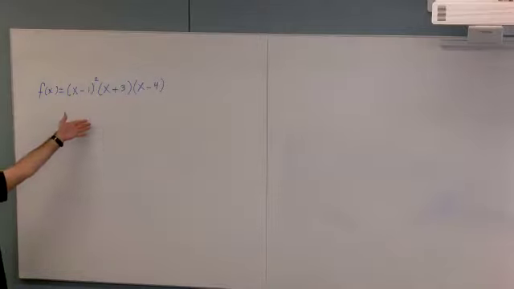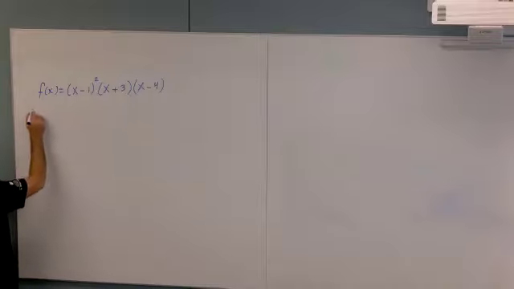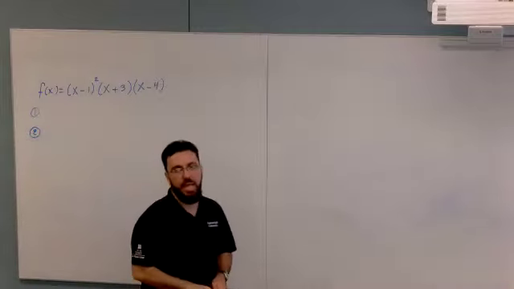It's already in the factored form, so we don't have to factor. So I'm gonna go to the next step. You don't have to do step 1. Go to step 2. Find what? The end behavior.